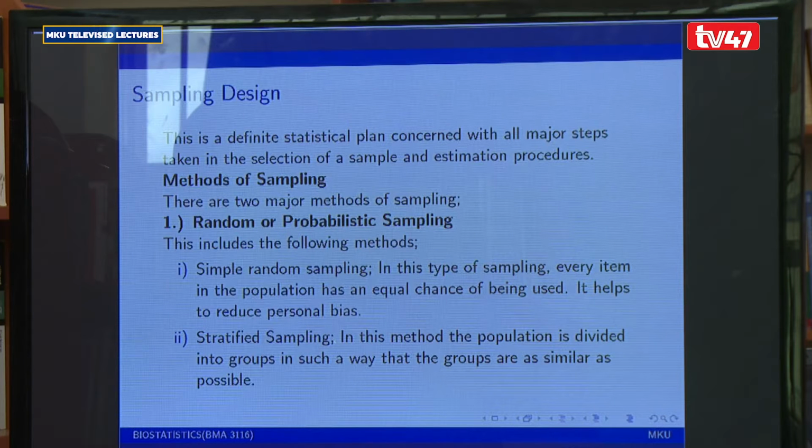So these are the sampling methods that you can apply in coming up with a sample. We will categorize them into two. One, we have random or probabilistic sampling. Now this includes the following methods. One, simple random sampling, where every item in the population has an equal chance of being used. This one helps in reducing bias.